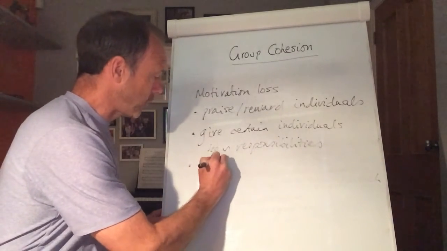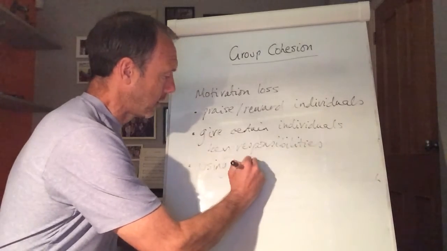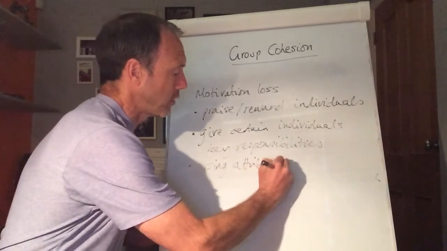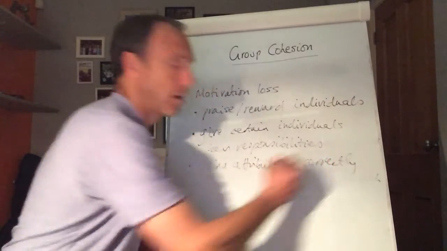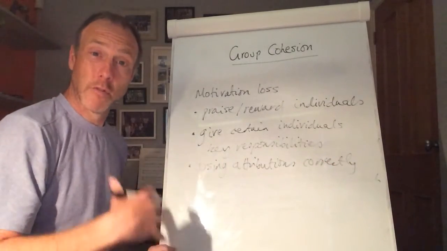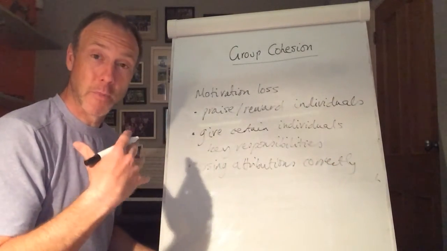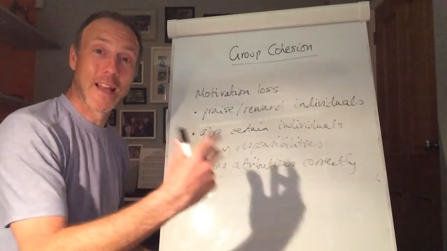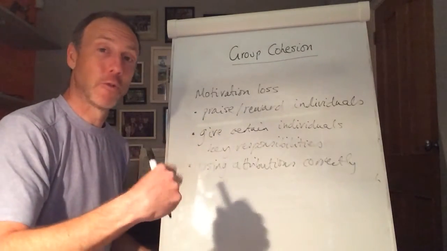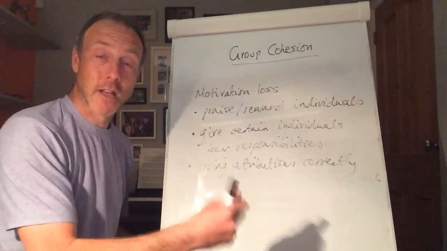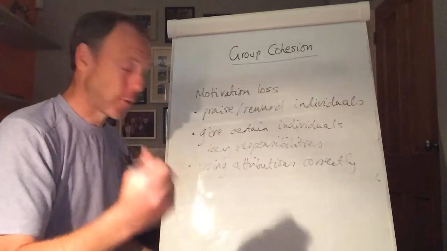Obviously, using attributions, our old friend. So using attributions correctly are absolutely critical, you know, to make sure that if somebody does something well, that you are attributing that to ability. If they don't do something so well or they fail, then make sure you're attributing that to task difficulty or luck, never to ability.